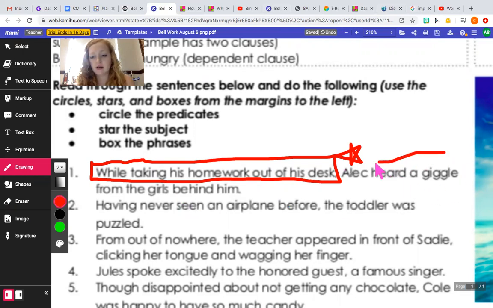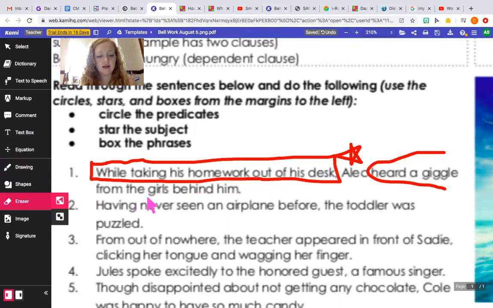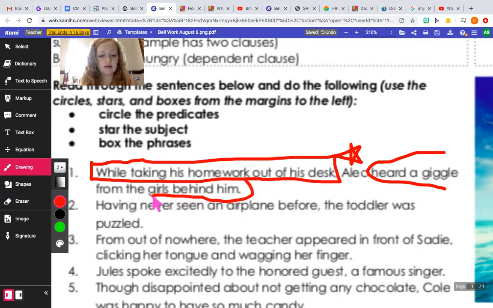So we're gonna do a circle, but I'm gonna leave it open so I can complete the circle over here. That was terrible. Okay, and then there are two phrases in this last part. I'm gonna do a little bit of erasing and then try again. Okay, so I'm gonna recircle that predicate, and I'm leaving it open because the rest of it's over here. The main part is the verb heard. All right, so from the girls, that is a prepositional phrase, so we're gonna box that in. And then behind him is a prepositional phrase, so we're gonna box that in.